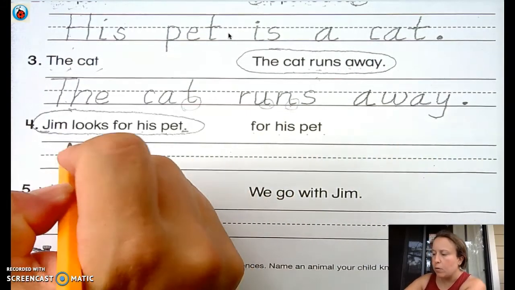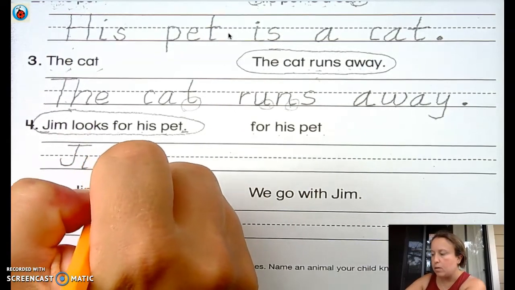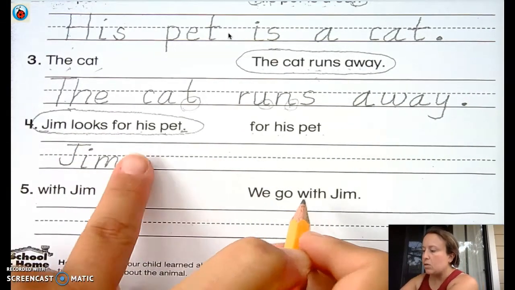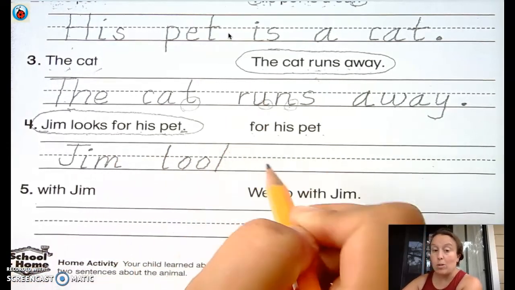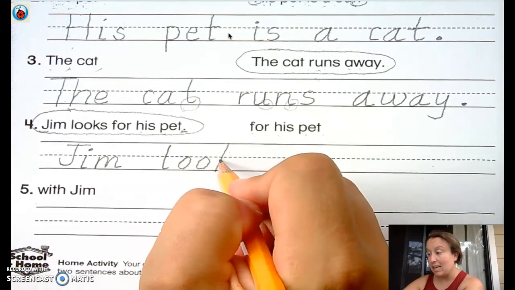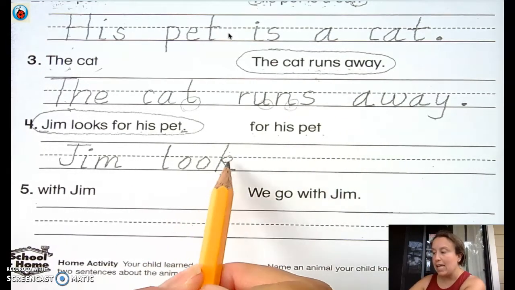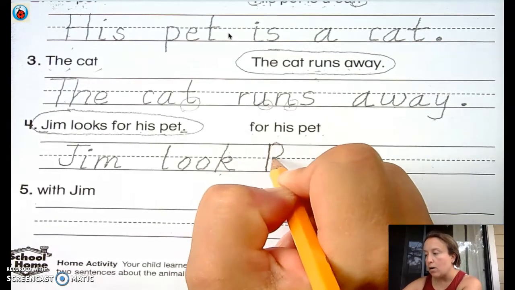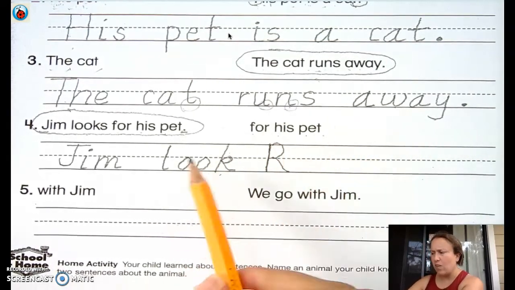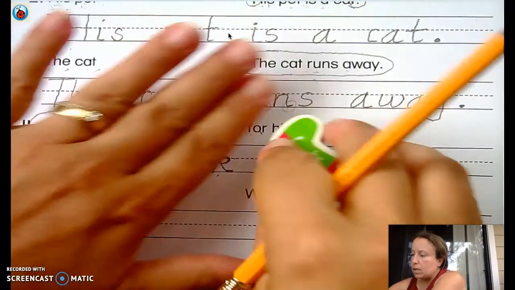So let's write down number 4 together. Start with a capital J for Jim. Notice my little tails. You're about to see a Denilian K. It looks like an R, but the trick with this K is that our bow, our loop, is below this fence. An uppercase R looks like this. That's very different, isn't it? Oh, Mrs. Smith needs her eraser.